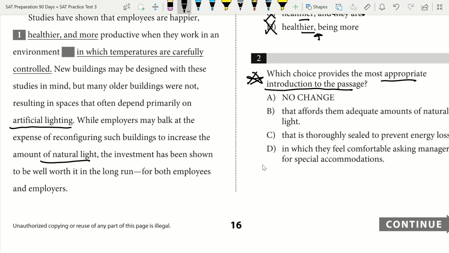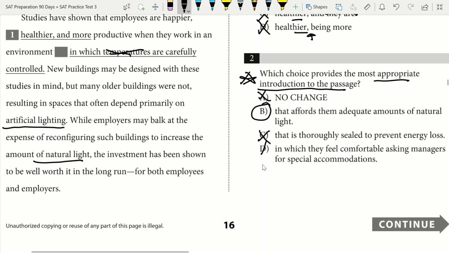Okay, so we're really talking about natural light and not temperatures, so I can go ahead and get rid of A. I see B, "that affords them adequate amounts of natural light." That's what we're talking about here, so B will be our correct answer. C, "that is thoroughly sealed to prevent energy loss." No. And then D, "in which they feel comfortable asking managers for special accommodations." We don't talk about that either. Okay, so we know our answer for 2 is going to be answer choice B.